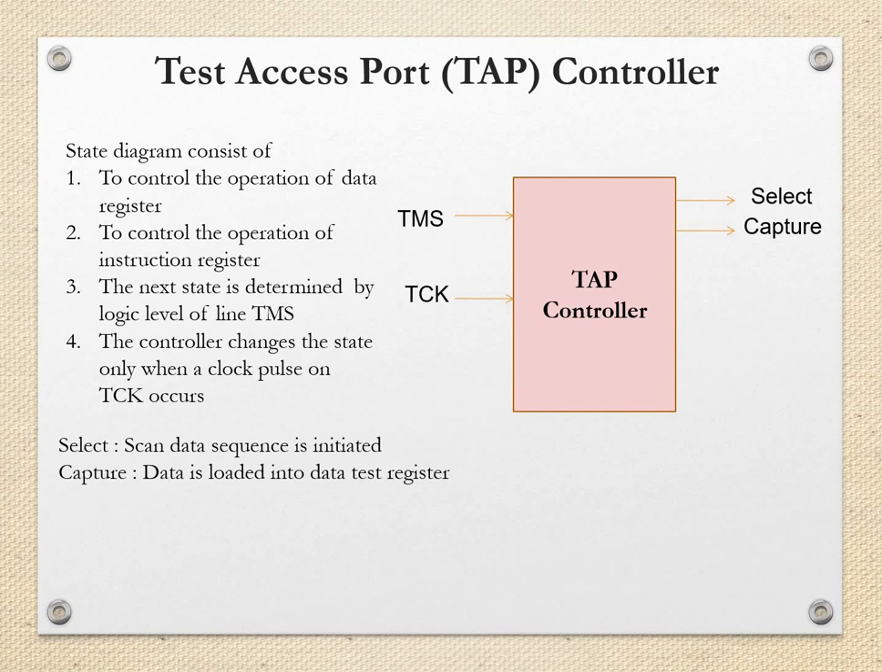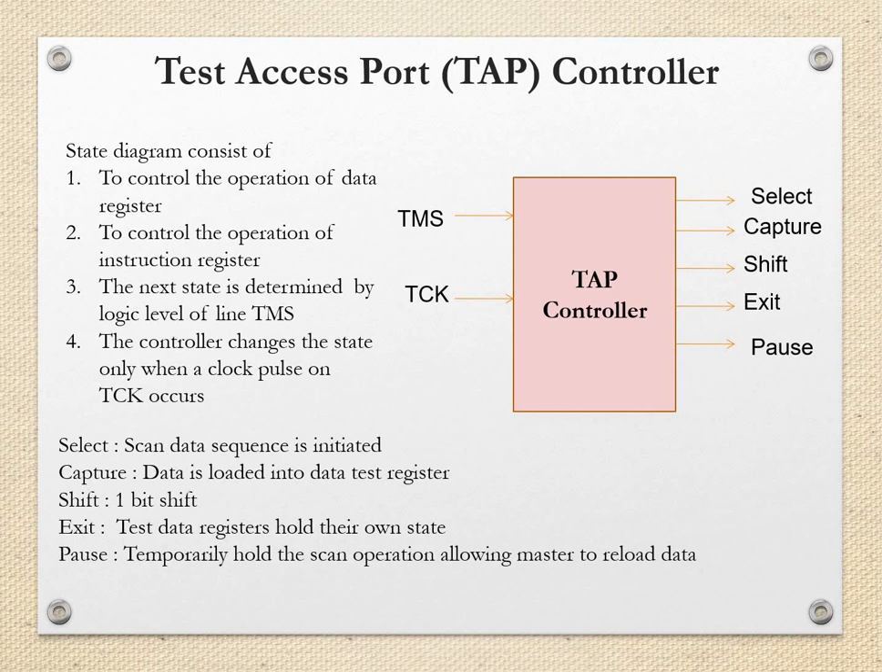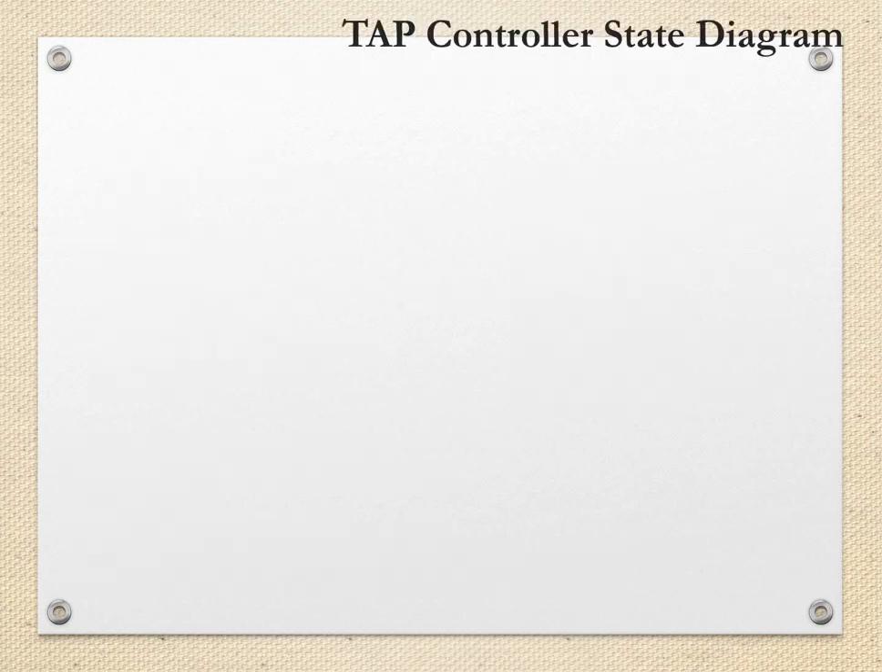Next is capture. The data is loaded into the data test register. Third is shift. So a 1-bit shift can be obtained by this signal. Then we have exit. The test data registers hold their own state. Then we have pause. Temporarily hold the scan operation, allowing the master to reload the data. And then finally we have update. That is, the test data register is loaded from the associated shift register. So now we'll see the state diagram for this TAP controller.